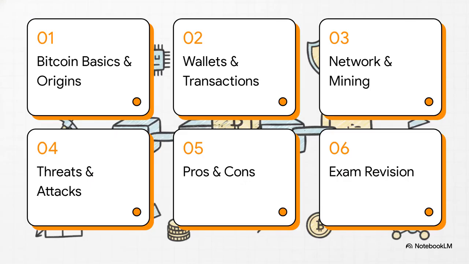We're going to cover 1. Bitcoin basics and origins. 2. Wallets and transaction process. 3. Network, mining, and architecture. 4. Security threats and attacks. 5. Advantages and system limitations. And finally, 6. Exam revision and key questions.